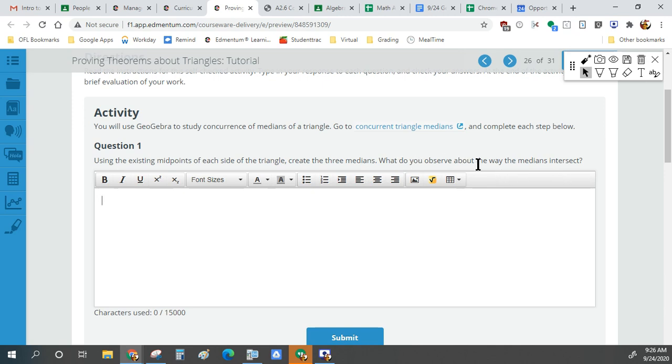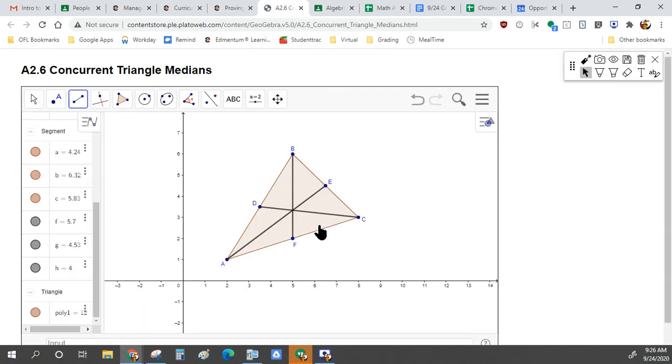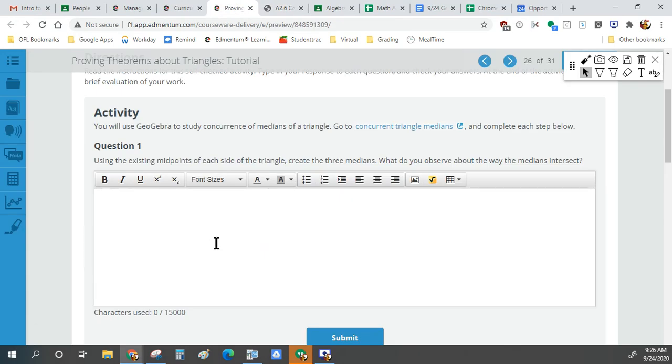What do you observe about the way they intersect? They all intersect at the same point. That's honestly what I see from it. They probably want you to answer something else, but that question is way too broad.